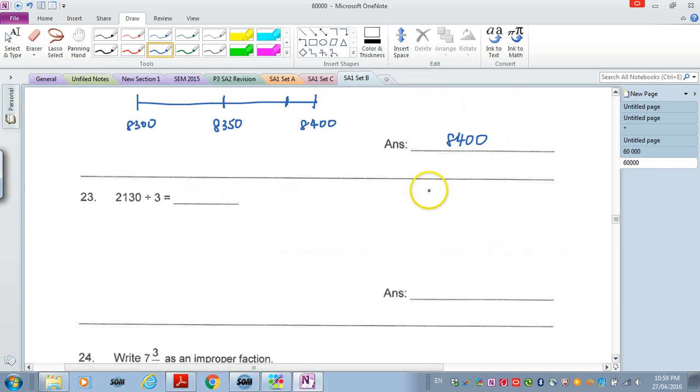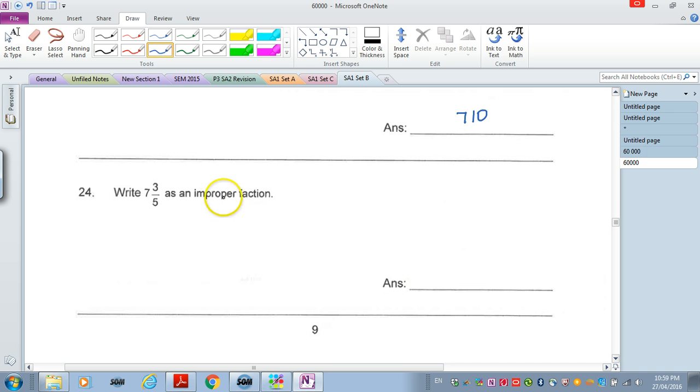Question 23, 2,130 divided by 3, my answer would be 710. Question 24, write 7 and 3/5 as an improper fraction. I know that 1 whole is 5/5.